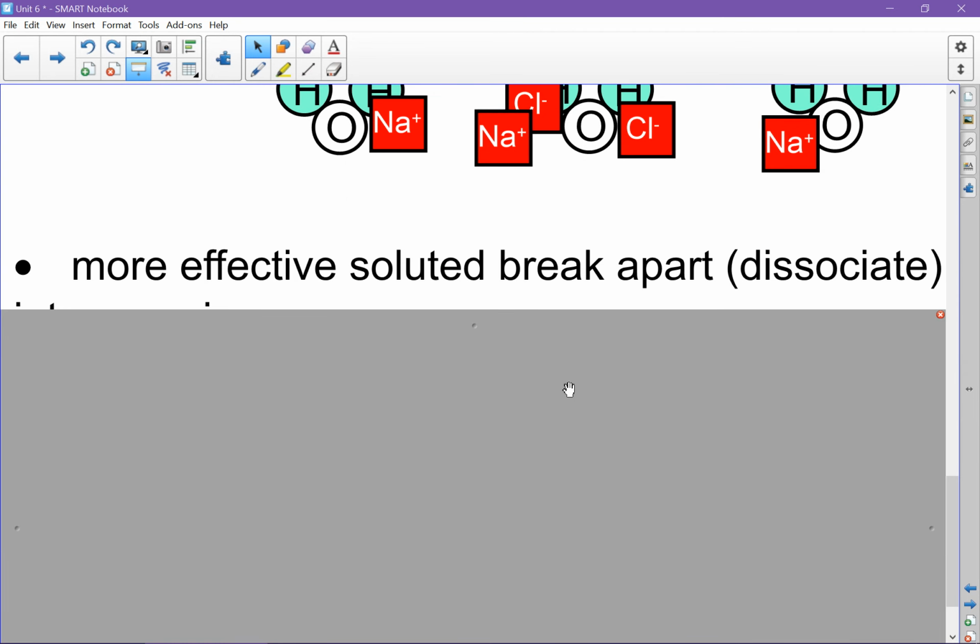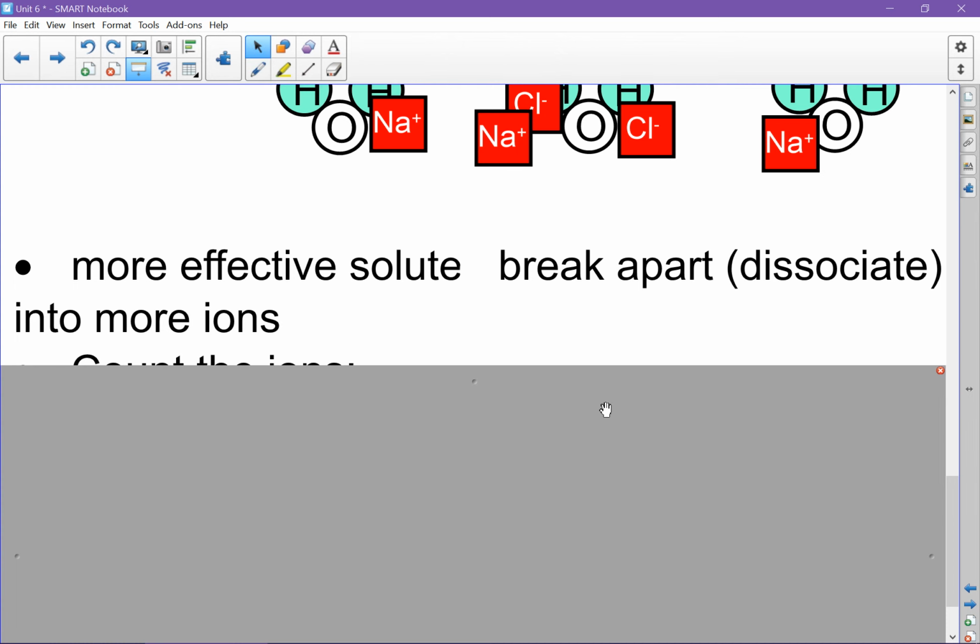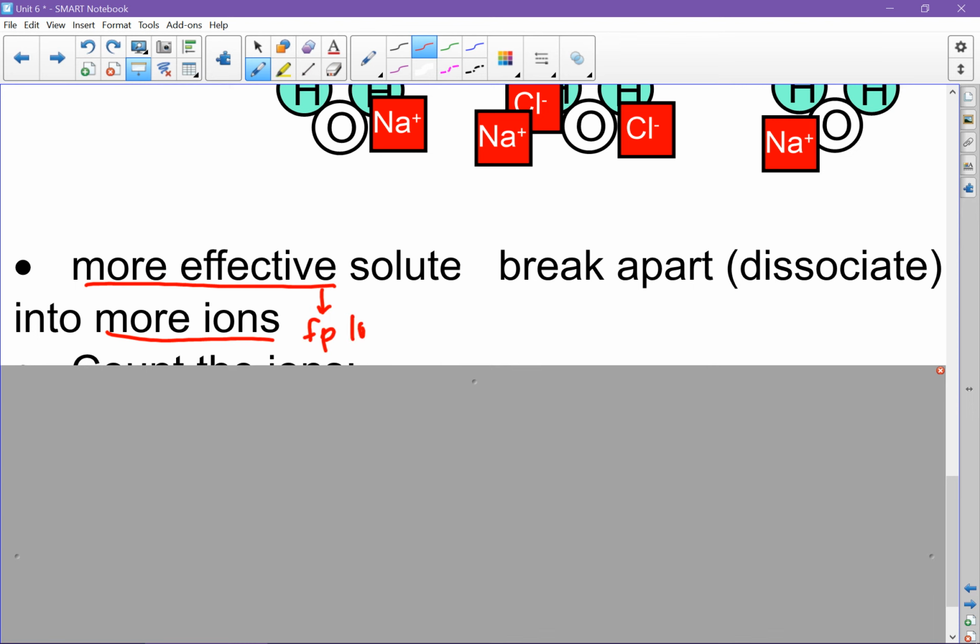So, a more effective solute will break apart or dissociate into more ions. The trick here is it's more effective if you have more ions. More effective means that it will make the freezing point lower or the boiling point higher. It's almost like it's better at disrupting the freezing and boiling point with more ions.